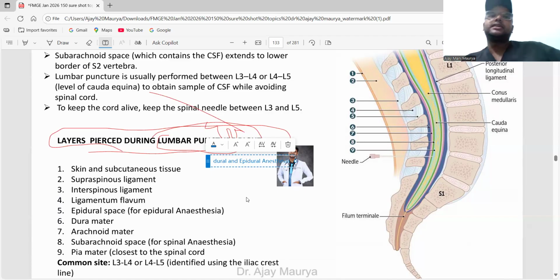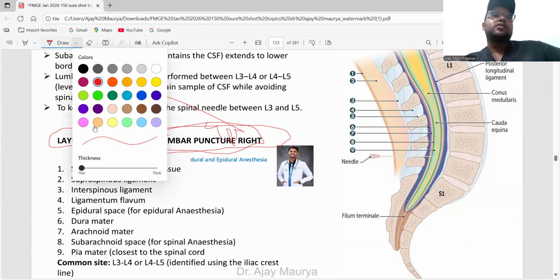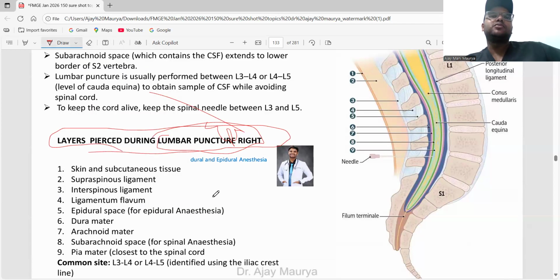Guys, what layers are you going to pass when giving this? I think most of you have gone to the OT. When we go to the OT, they first decide what to give, either spinal anesthesia or GA. Above the umbilicus, everything you have to give GA, and below the umbilicus you have to use spinal anesthesia.